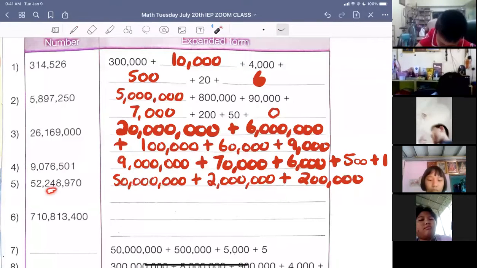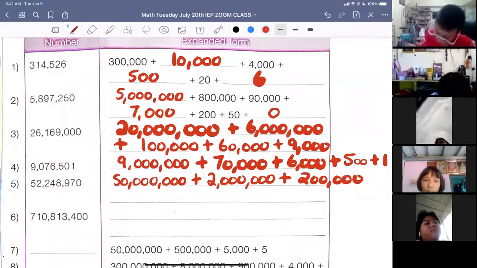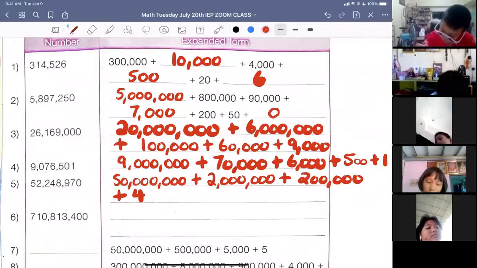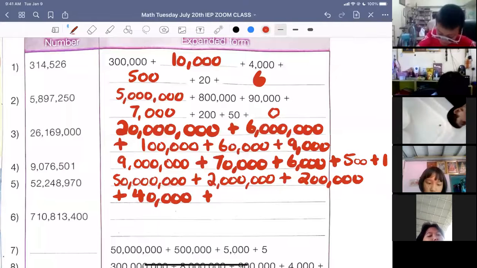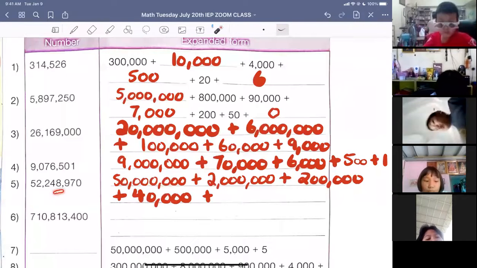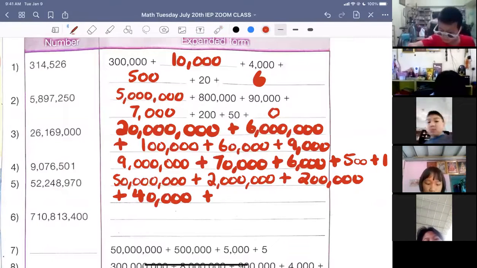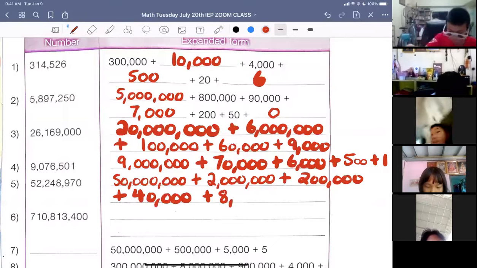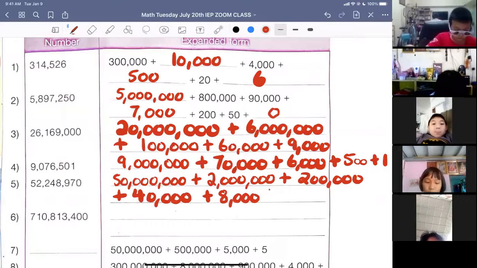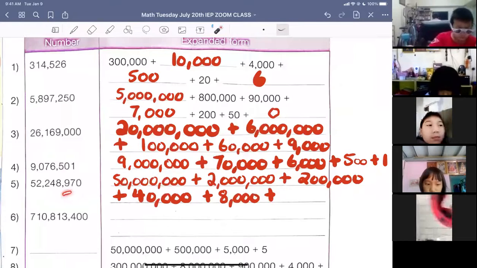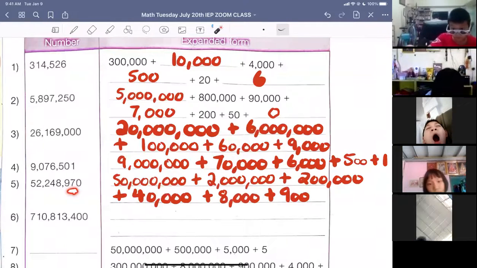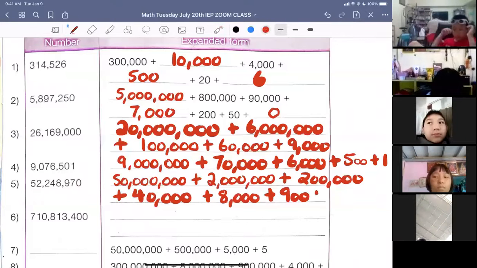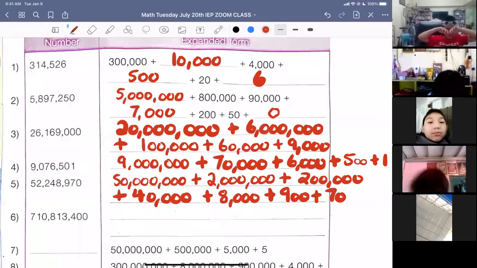And then we're going to look at this 4, which is in the 10,000s, plus 40,000, plus the 8 is in the thousands, plus 8,000, plus this 9 in the hundreds, 900, and then the 7 is in the tens, so we plus 70.